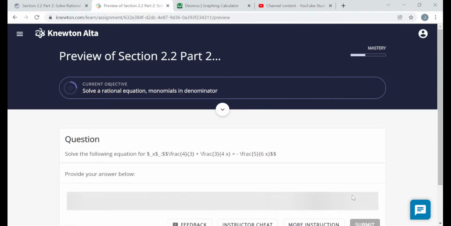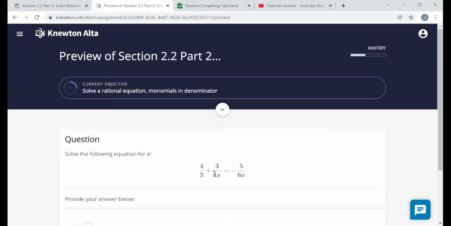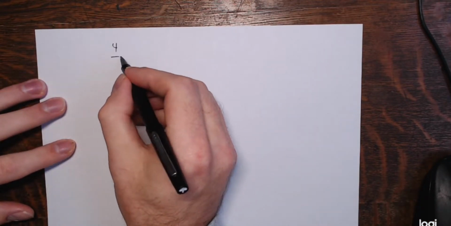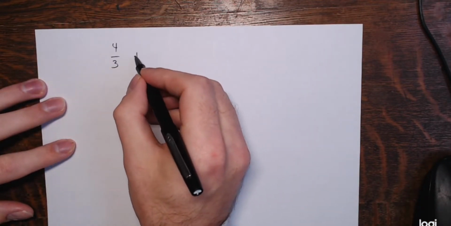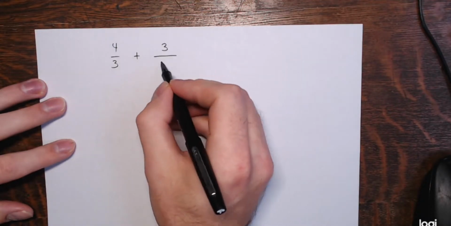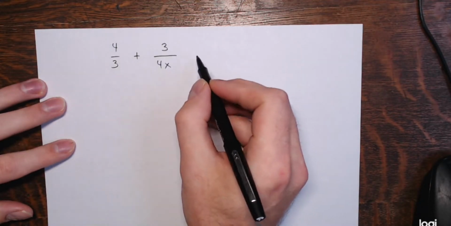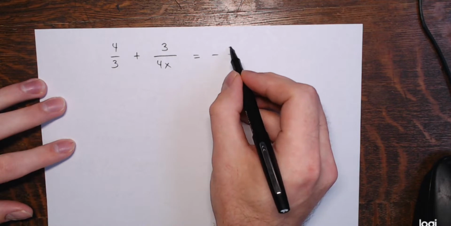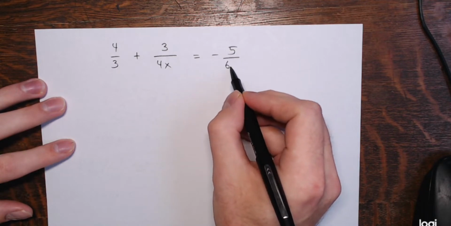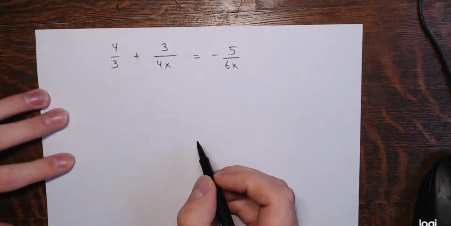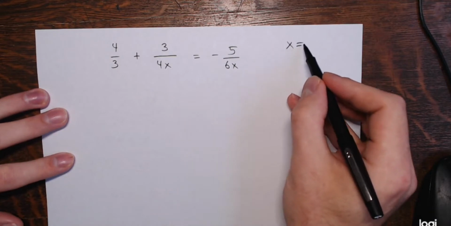Next question. All right, so now we have just some monomials in the denominator. Again, I'll write this out. Let's look at it. So we have 4/3 plus 3 over 4x equals negative 5 over 6x. So hopefully it's obvious that x can't be 0.